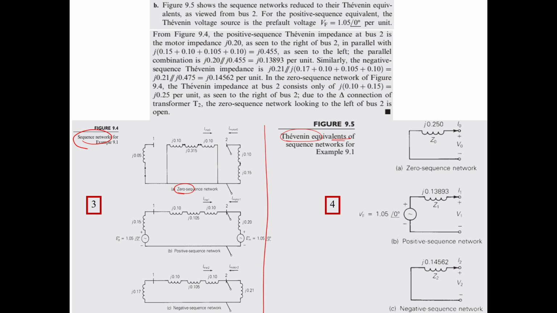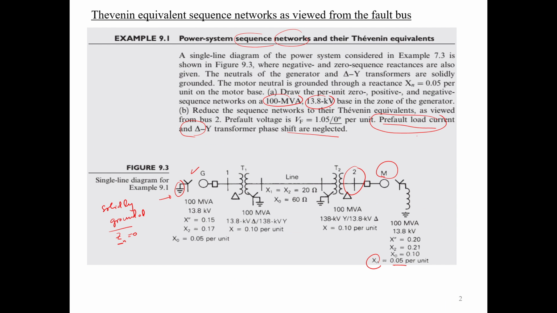Okay, the problem says that we want to find the equivalence at bus number two, as viewed from bus number two. Hopefully he will introduce different kinds of fault to bus number two. So this will be your fault location. In the future this will be the fault location. That's why we want to find the Thevenin looking from this point.